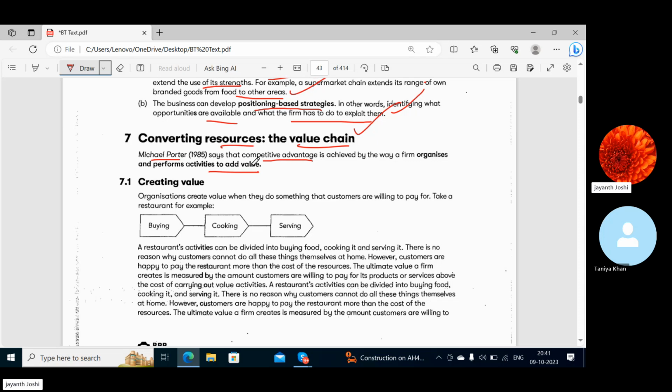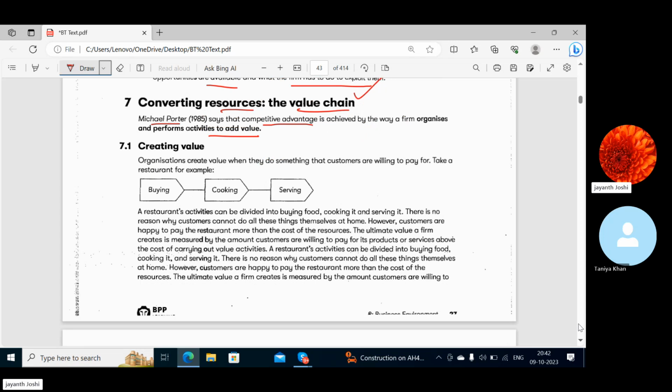You can have a very good competitive advantage, or you can achieve it. How can you achieve it? If you organize yourself and perform activities which can add value to yourself, right? You should first organize yourself, point number one, and then you should perform activities in such a way that it can add value to you or to your product.